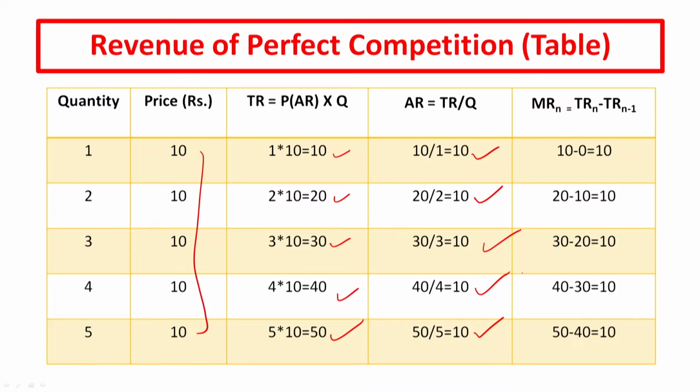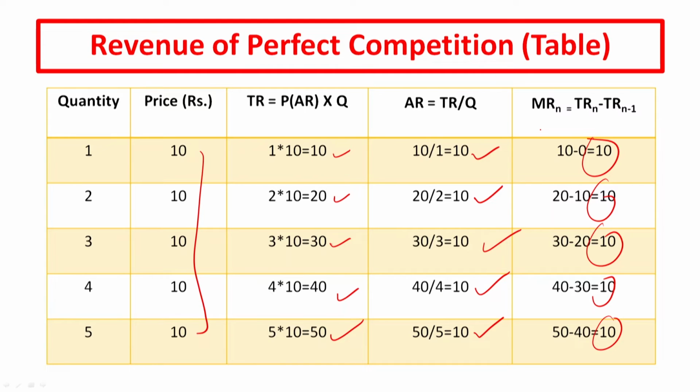In the last column, marginal revenue: 10 minus 0 is 10, and then 20 minus 10 is 10, 30 minus 20 is again 10, 40 minus 30 is again 10, and lastly 50 minus 40 is again 10. As you are able to see, the MR here is also equal to 10.